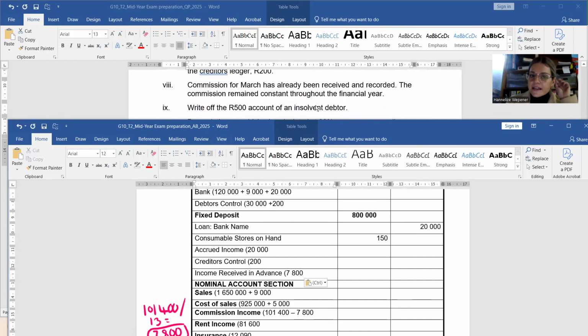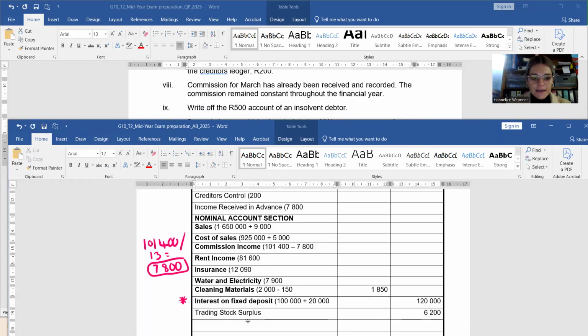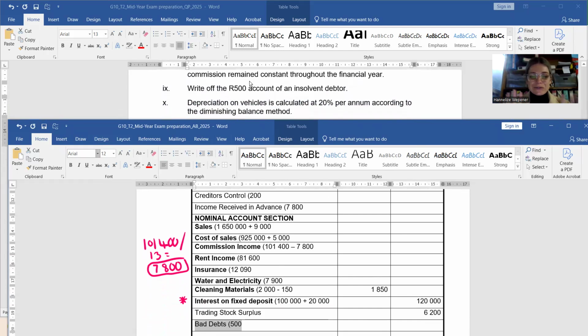Right. Then write off the 500 Rand account of an insolvent debtor. In other words, I'm removing this debtor. He no longer owes me the amount. It has now become a bad debt. Bad debt, 500. Can you see I'm keeping all of them in brackets for now, just so that I don't start scratching out and doing a bunch of nonsense there.